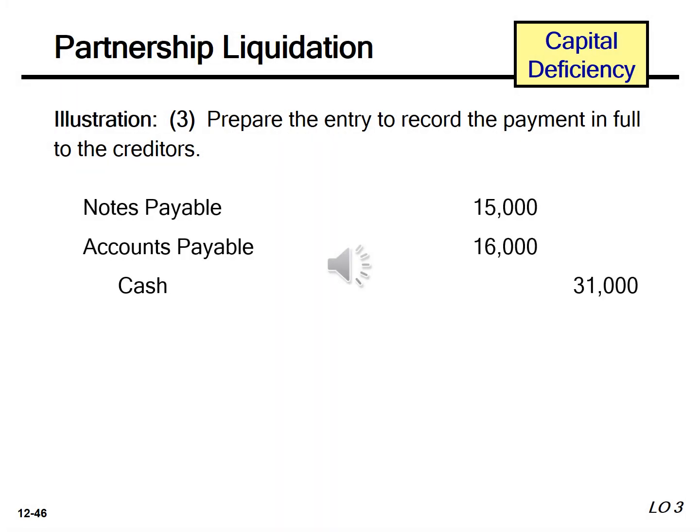The third requirement in the illustration says prepare the entry to record the payment in full to the creditors. We know from the details in the question that we have a total amount owed to creditors of 31,000, of which 15,000 is for a note payable, and 16,000 is for accounts payable. So we debit notes payable 15,000, we debit accounts payable for 16,000, and we credit cash for the total of 31,000.